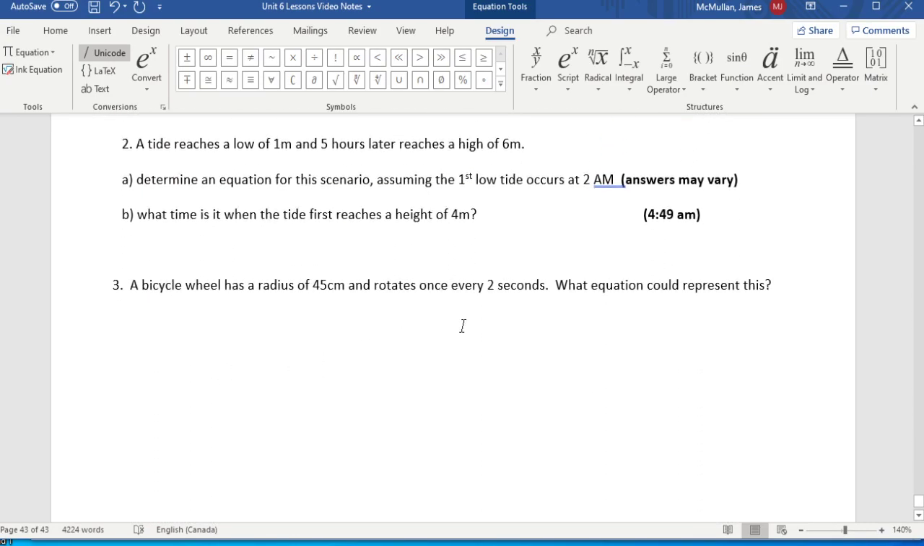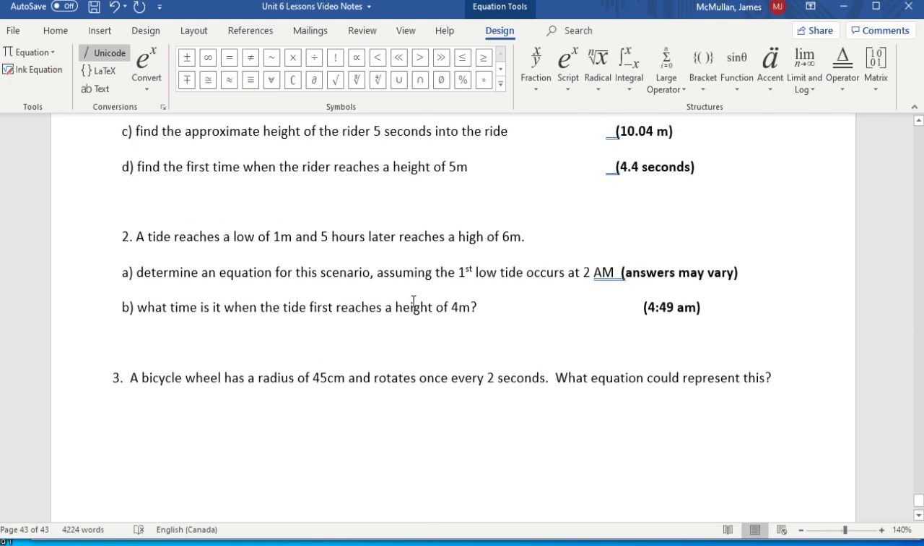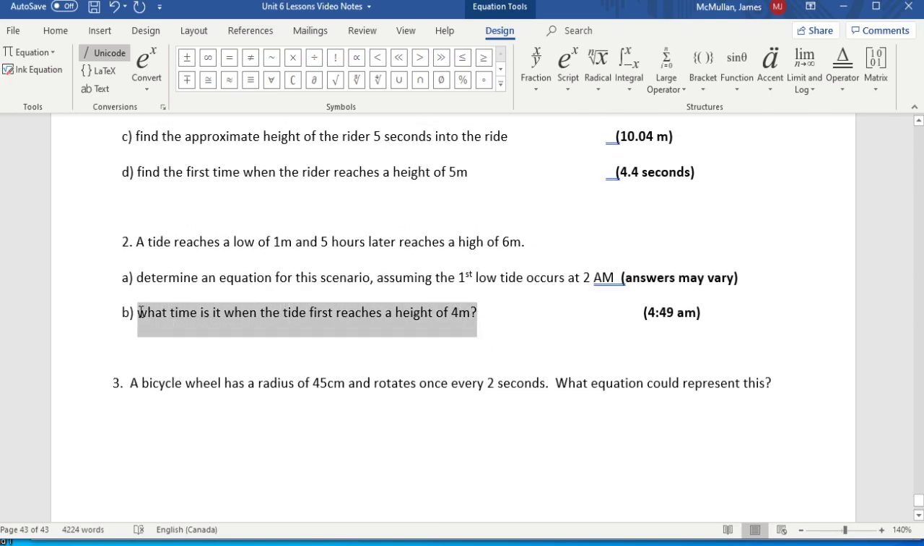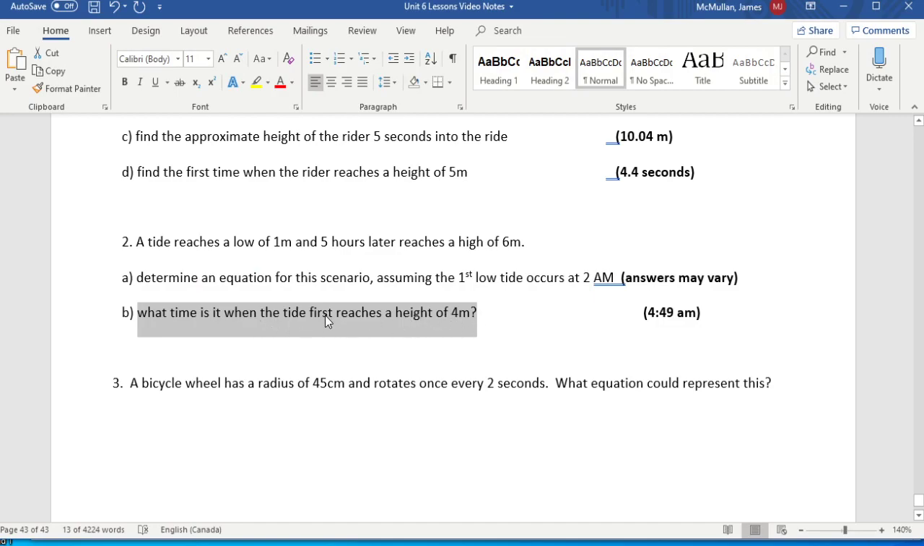There's some extra practice here. And here's a good question here. What time was it when the tide reaches 4 meters? Really, really good question, right? Try that one. If you can do that one, then you know how to do this.